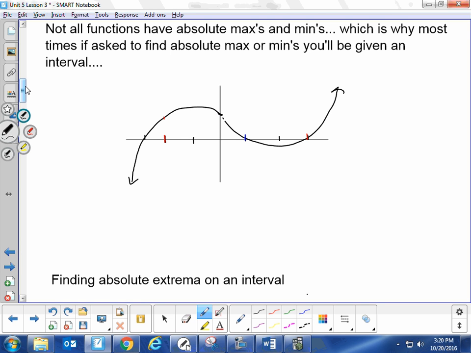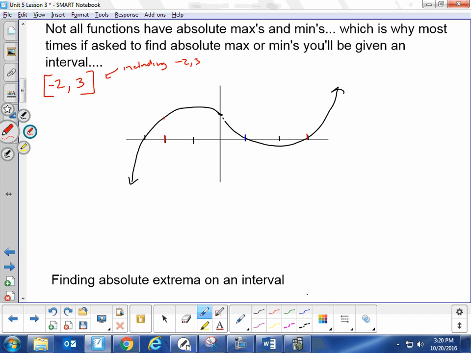Okay, so sketch down this function to look at a closed interval, and we will find the maxes and mins at a closed interval. So the question that you will see a lot is, what is the absolute max or min inside the interval from -2 to 3? Notice they are closed brackets, so we are including -2 and 3.